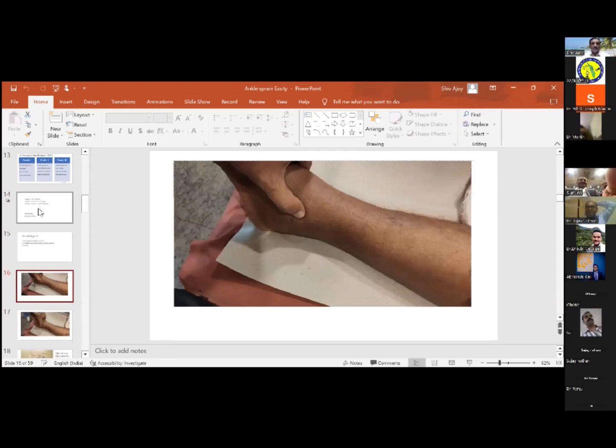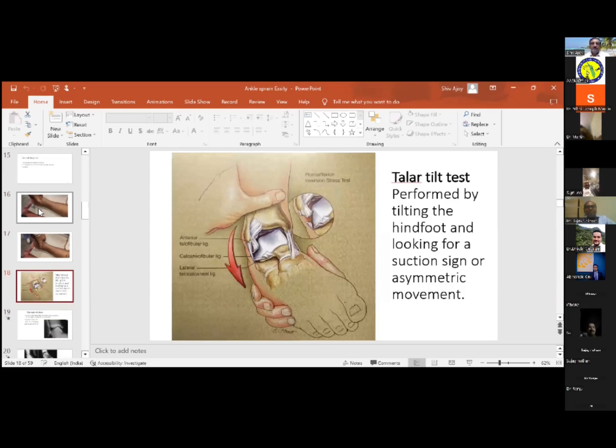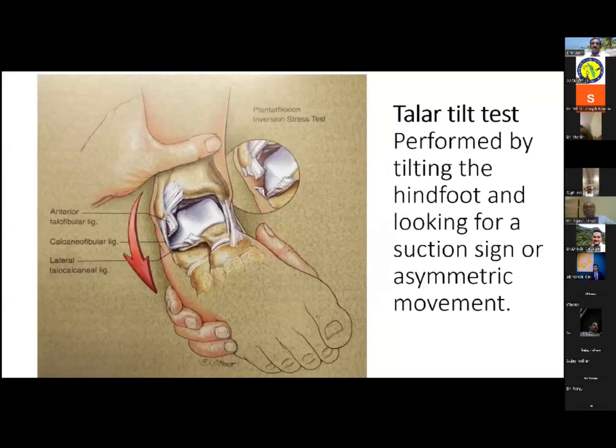Right. Like Rajesh just emphasized, it's the clinical diagnosis that we generally rely upon. This is one of the areas of tenderness which Nikhil had pointed out in the images that he showed. And this is the talar tilt test being performed. We generally keep this for the chronic situation. In an acute situation, it is going to be very, very painful. So this is how it is performed.